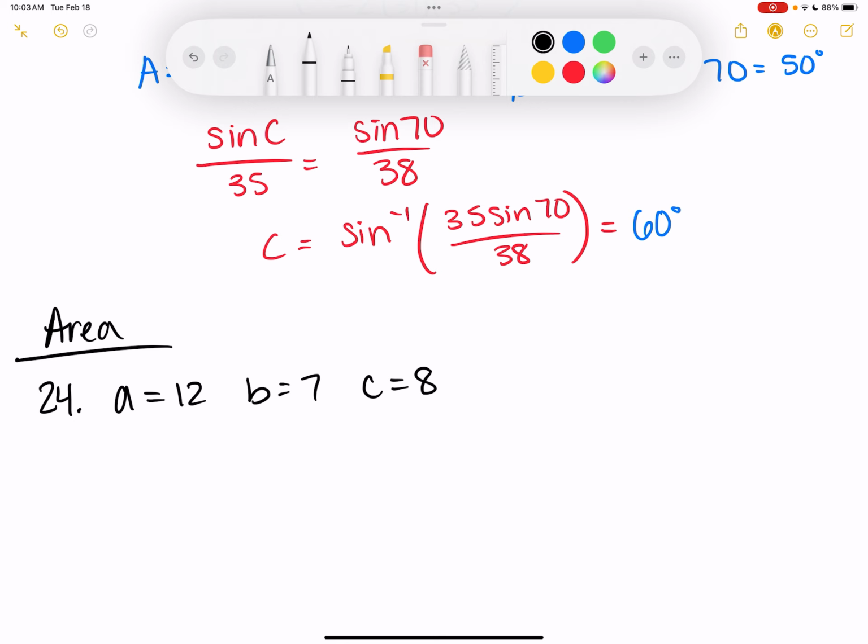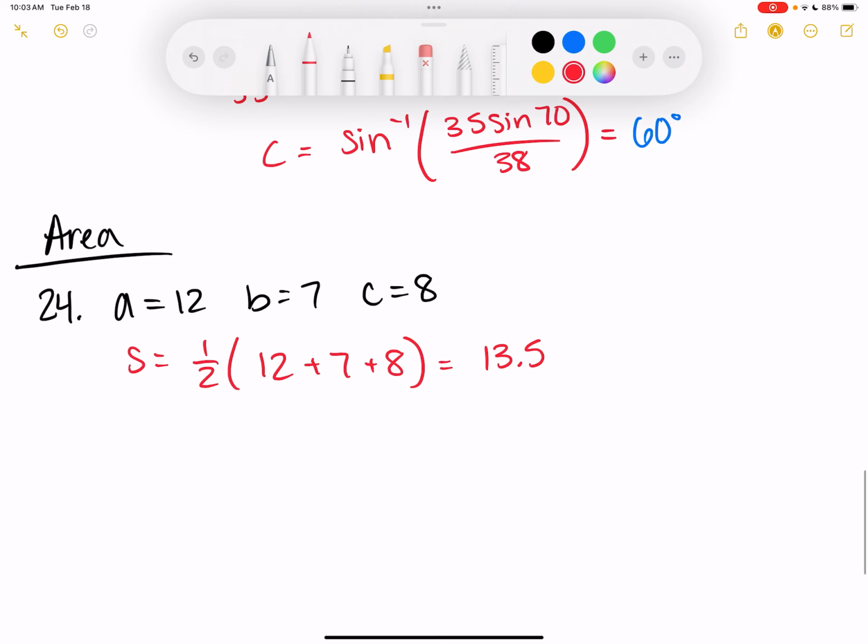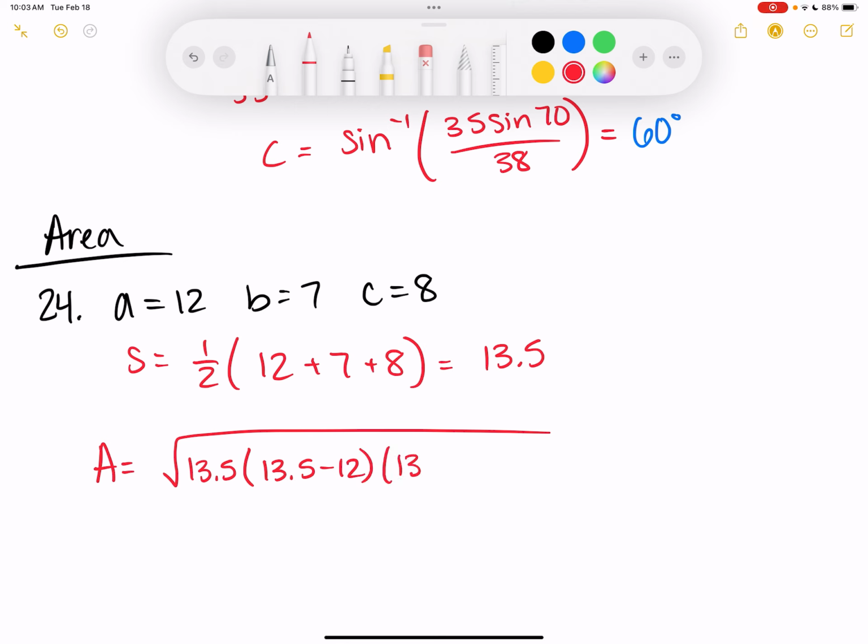All right, so S equals 1/2, and then we add up all the sides, so 12 plus 7 plus 8, and you really hope that this number is even. If not, it's a fraction, or 13.5 as a decimal. So then area is the square root of 13.5 times 13.5 minus 12 times 13.5 minus 7 times 13.5 minus 8.